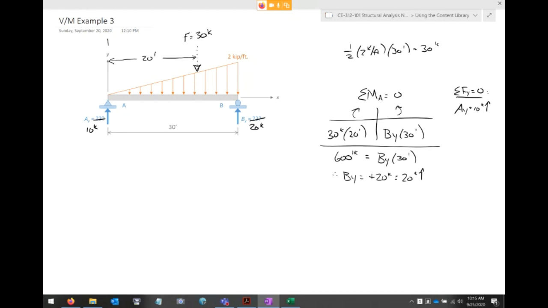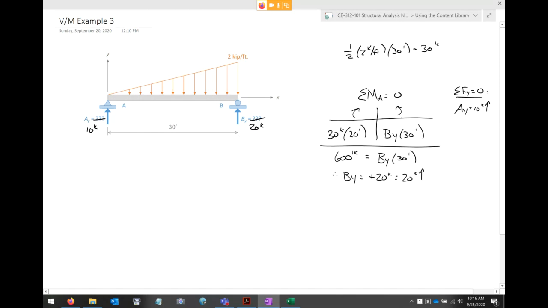Okay. Now, what I'm going to do is go ahead and try and draw the shear diagram and draw the moment diagram. But in order to do that, first off, let's erase this 30 kips and let's erase that. Remember, that was a construct that we created to make the reaction computation easier. But it is not what's really going on in the structure. What's really going on in the structure is this triangular load.